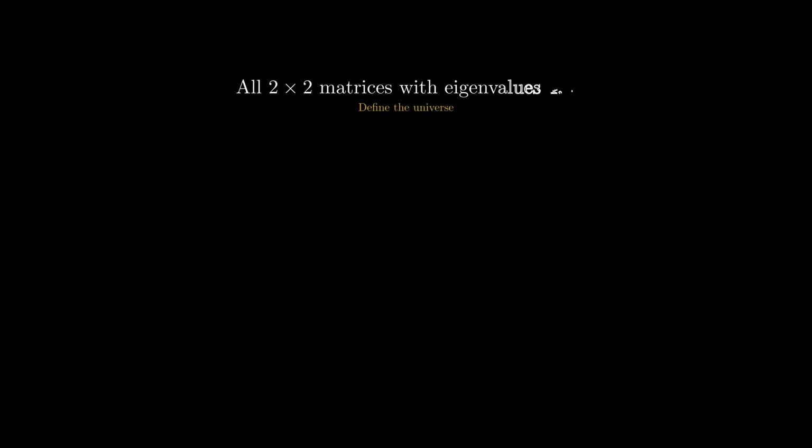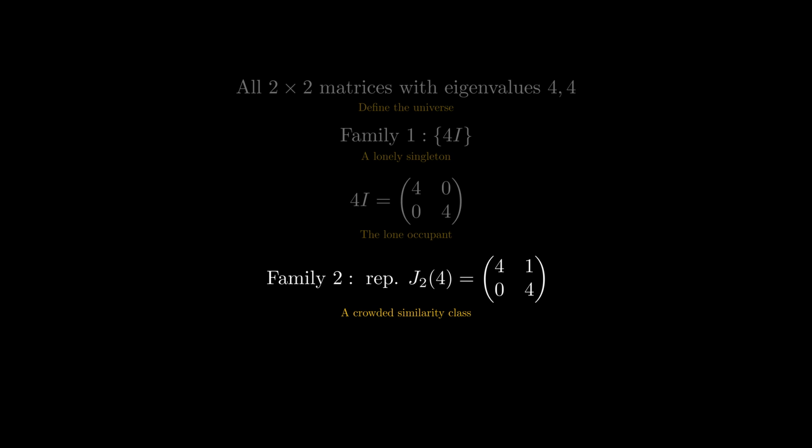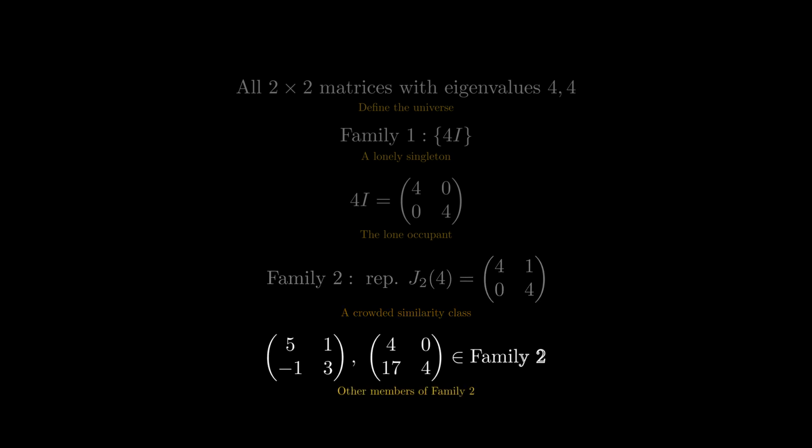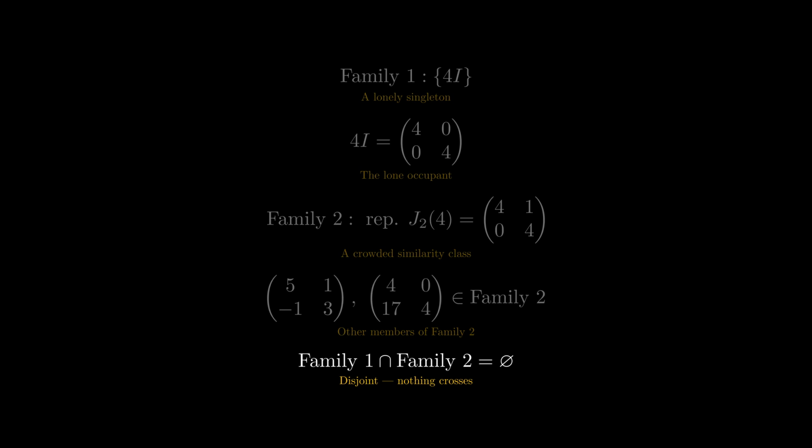Picture the universe of all 2 by 2 matrices whose eigenvalues are both 4. Naively, we'd expect one big similarity family. Instead, it splits into 2 disjoint pieces. Family 1 is a lonely singleton containing only the scalar matrix 4 times the identity. Family 2 is a crowd represented by the Jordan block with 4, 1 on top and 0, 4 on the bottom. Nothing crosses between them.